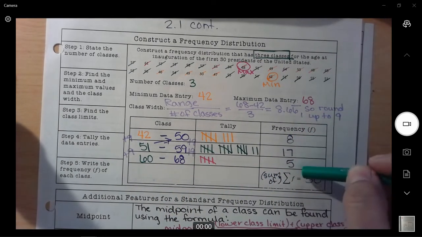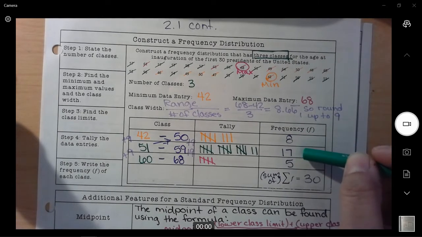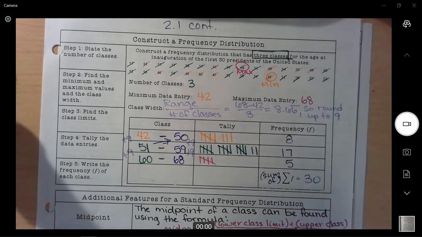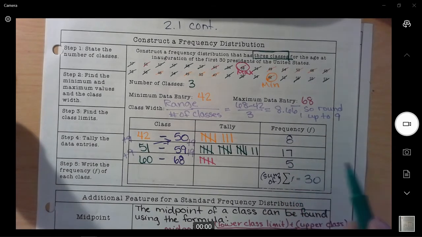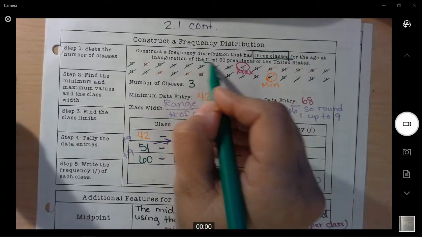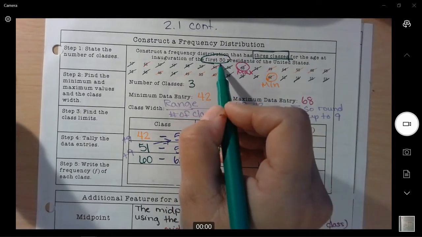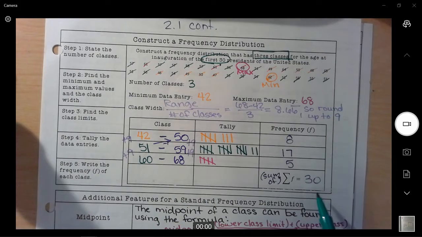And then you would want to add up your frequency. 8 plus 17 plus 5 should be the sum. This symbol here that looks like a very fancy E means the sum of. That means add everything in that column up. You should have the same number of n, n being your number of data points, as your frequency total. If you end up with a different number when you add this column up, then you made a mistake when you did your tally marks. Okay, so that's how you'd create a frequency table.